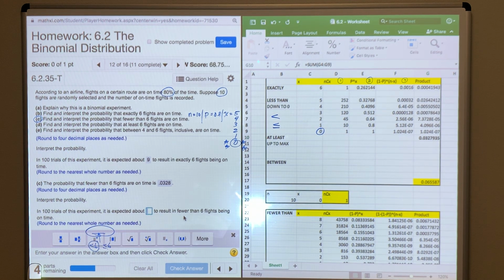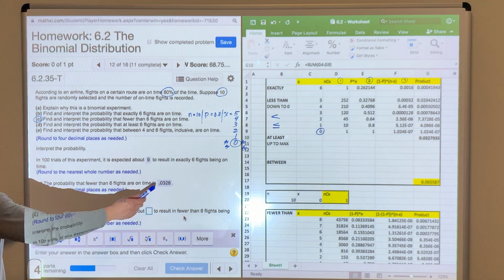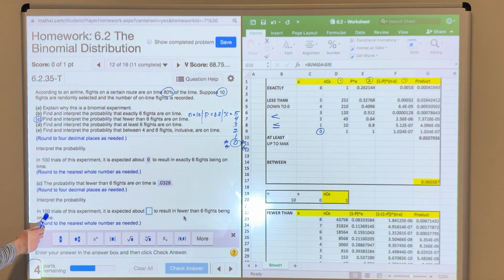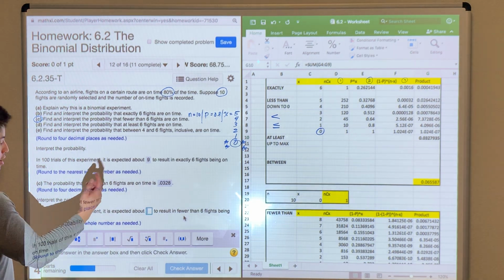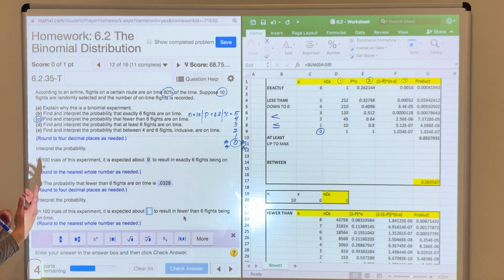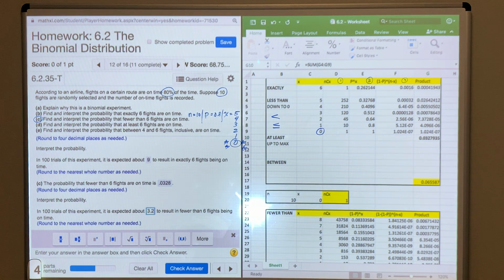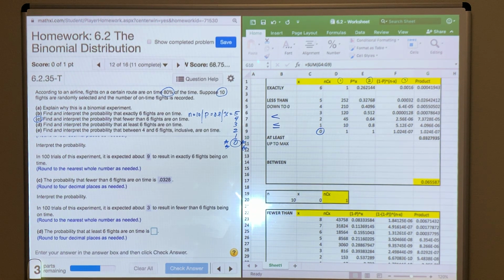Okay, they're going to ask you again, in 100 trials of this experiment, is it expected that how many will result in fewer than 6 flights? Well, just like we did before, you're going to take your probability and multiply it by whatever number of trials that they throw at you. Like this could be 99, 112. Mine happens to be a nice round number because they're just going to make my life a little bit easier. So all I got to do is 0.0328 times 100, which is essentially moving the decimal place 2 to the right. So that's going to be 3.28. But what did they say? Round to the nearest whole number because we're dealing with discrete variables. 3.28, that's just a 3. Okay? There you go.